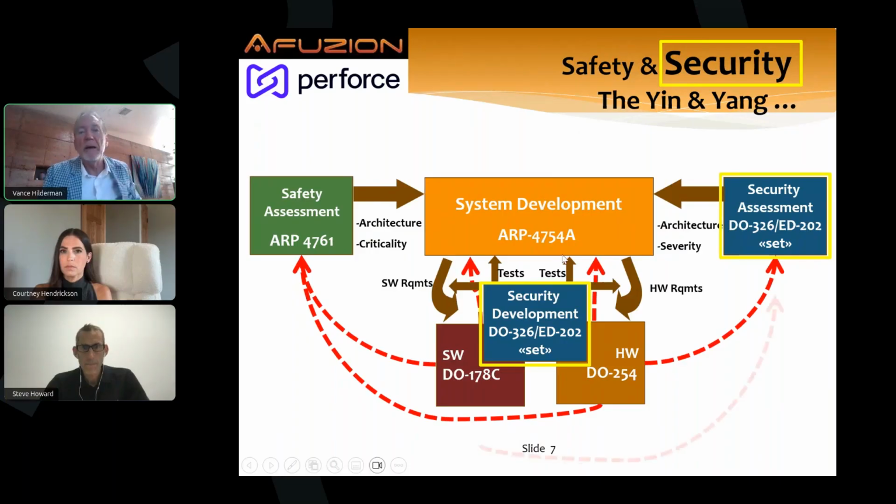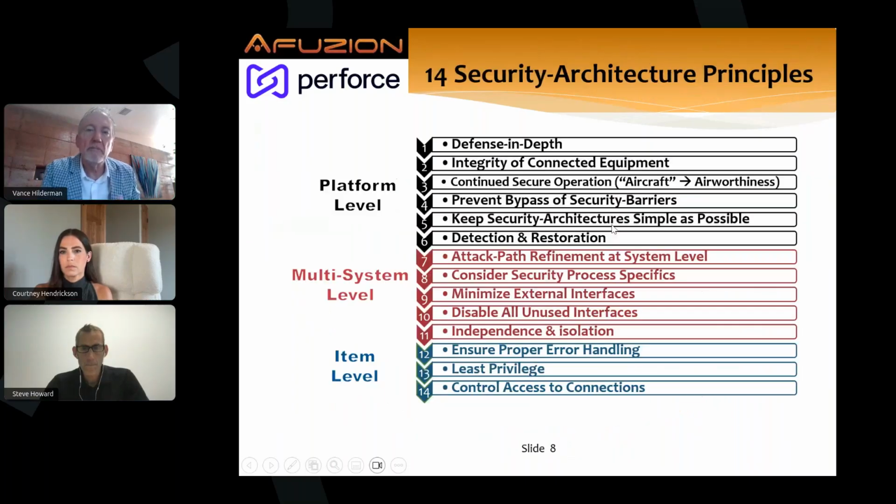Now, after we complete the feedback, we recognize that there are 14 security architecture principles, this is for aviation, DO-326. We don't have time to go in depth on this, but if you want more information, there's another video. Just search AFuzion Cybersecurity, you'll find it. Or look at our white paper on the afuzion.com website.